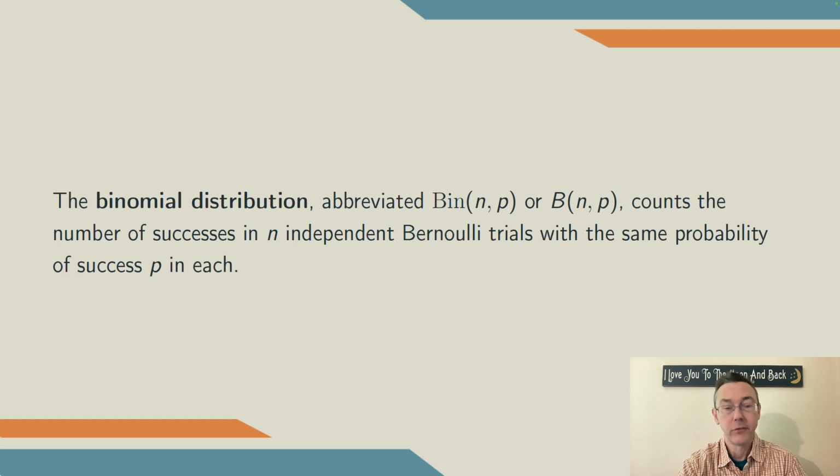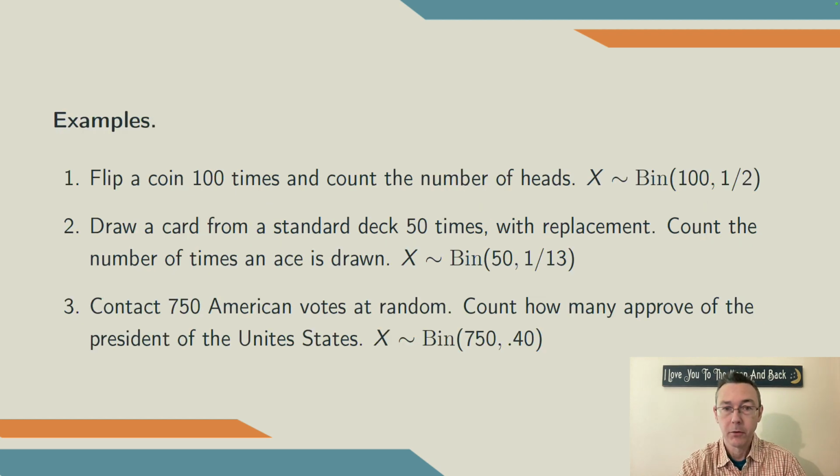Okay, back to the binomial distribution, which we abbreviate bin(n, p) or b(n, p). Again, that's counting the number of successes in n independent Bernoulli trials, each with the same probability of success, p. Some examples there, similar to the ones we did before. Flip that fair coin 100 times and count the number of heads. So x is going to have a binomial distribution with parameters 100 and 1/2. Notice that x could take on any value from 0 to 100, but that values near 50, intuitively speaking, are going to be more likely.